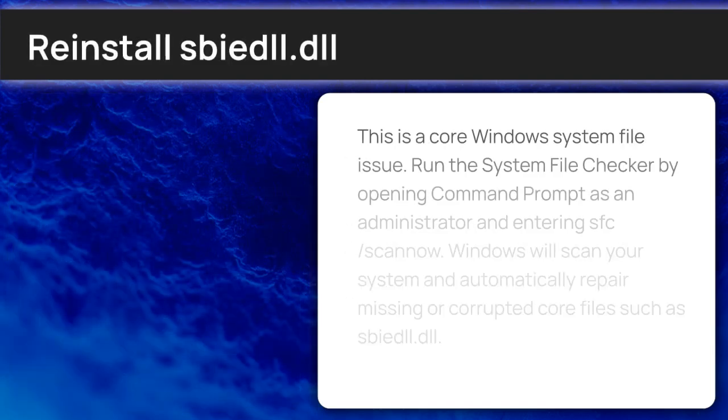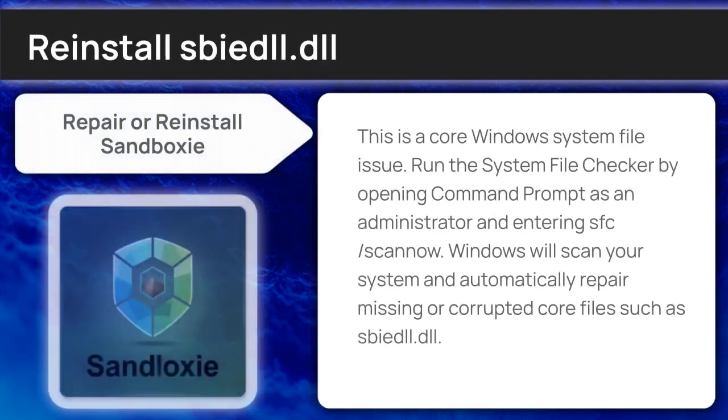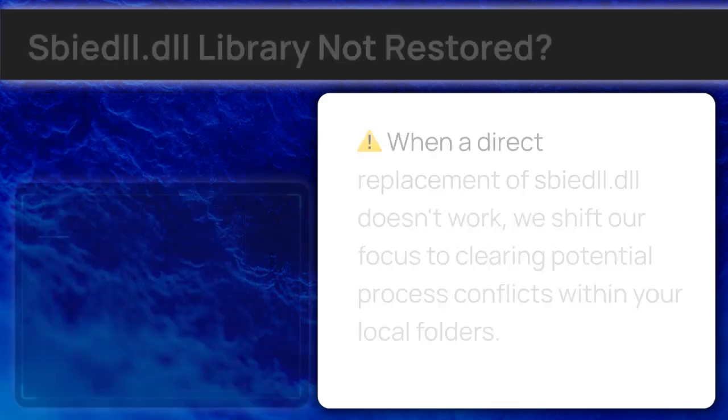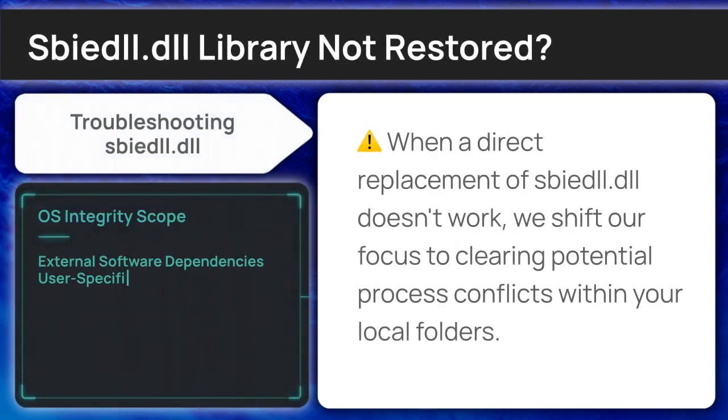This is a core Windows system file issue. Run the System File Checker by opening Command Prompt as an administrator and entering sfc /scannow. Windows will scan your system and automatically repair missing or corrupted core files such as Sbiedll library DLL. If you are still encountering the error after following the official setup, it's time to investigate the underlying system architecture.